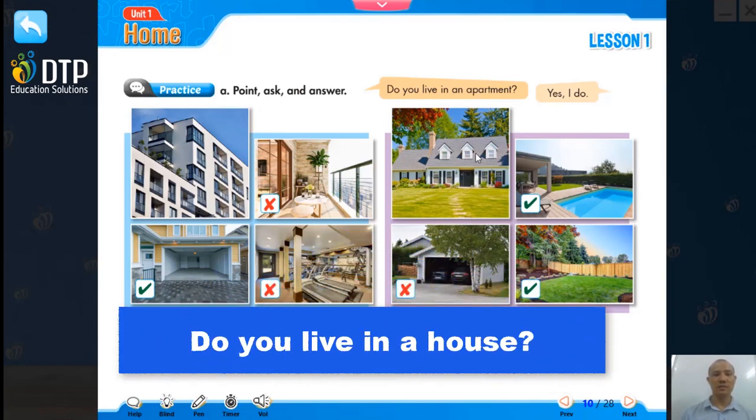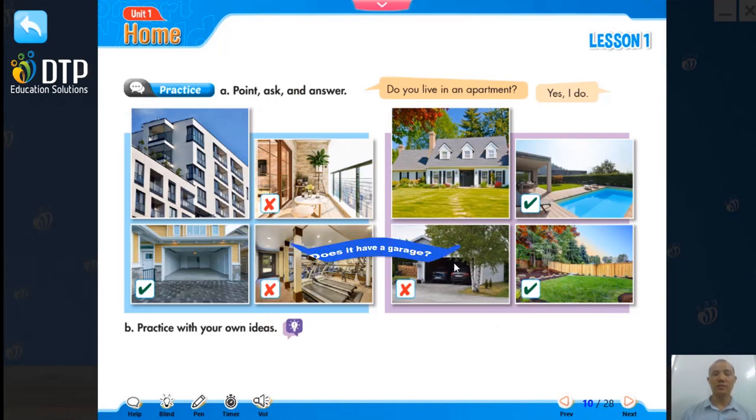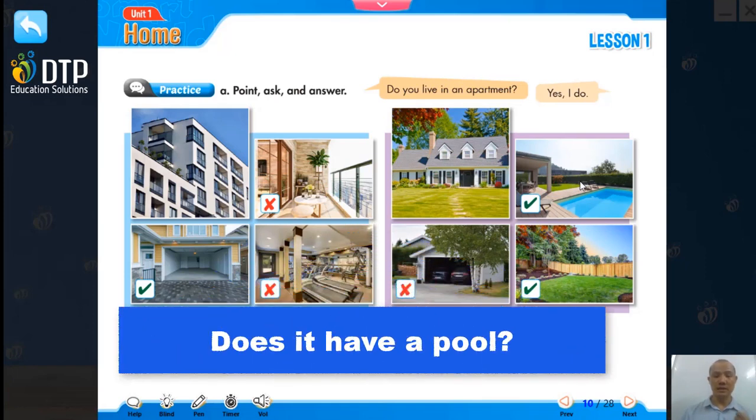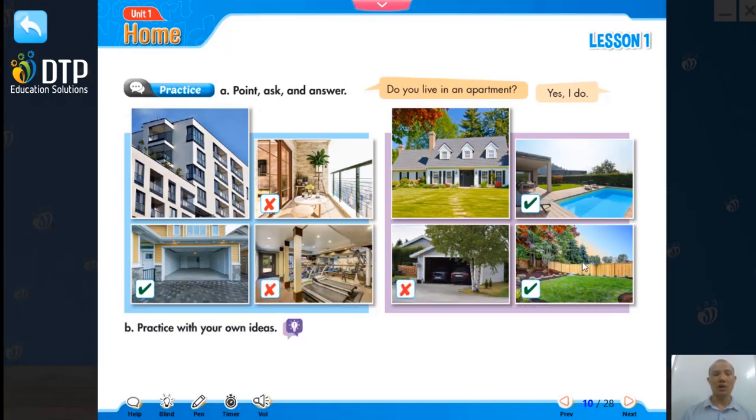House. Yes, I do. Garage. No, it doesn't. Pool. Yes, it does. Yard. Yes, it does.